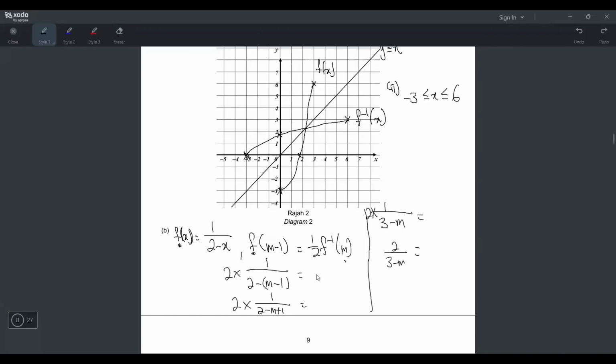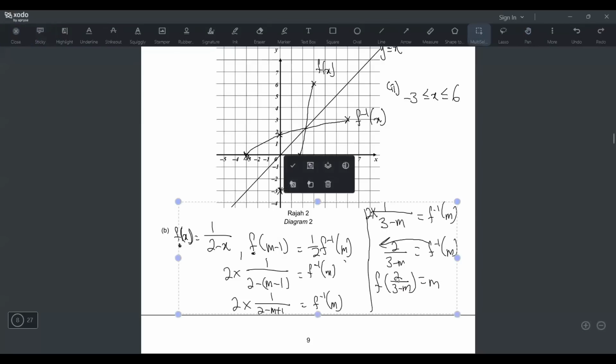So can you tell me what's left on the other side? It will be f inverse m, right? So I will just write f inverse m. Okay, the method I'm showing you is that you don't have to find f inverse. The reason is because the f inverse, you can actually move it here. But when you move the f inverse, it becomes f. So it becomes f(2 over 3 minus m) equals m.